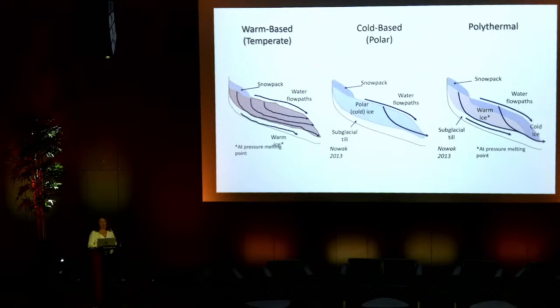And polythermal glaciers are a combination of warm and cold ice, either seasonally or spatially or both. So you've got varying amounts of water in that system, and some warm ice, some cold ice.